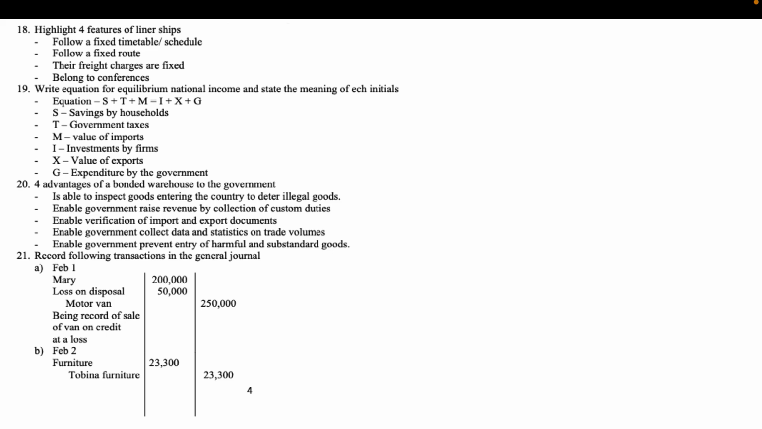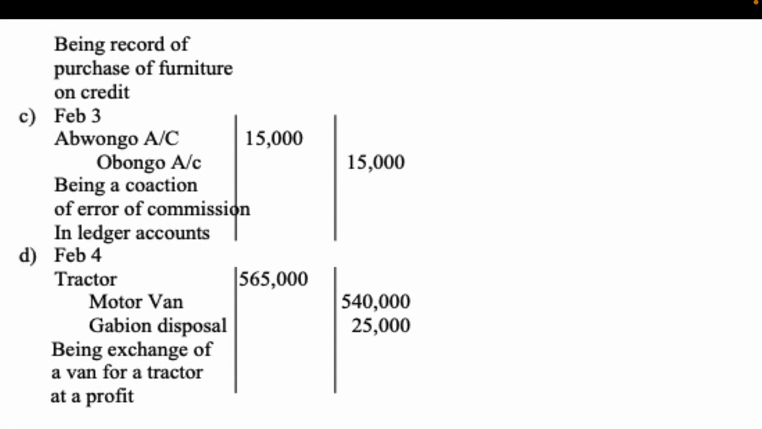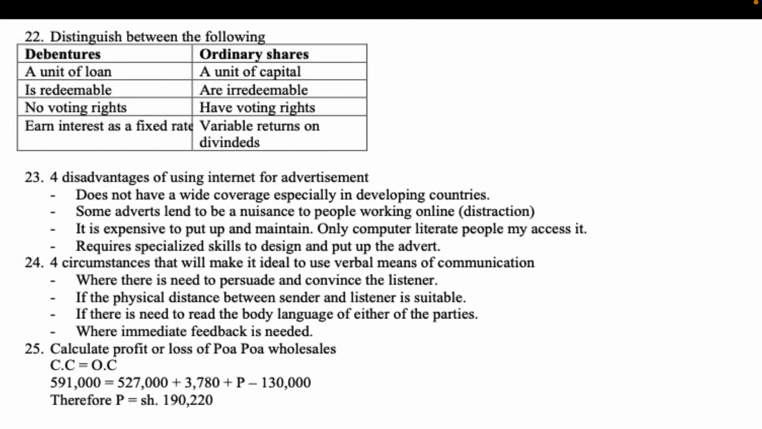Record following transactions in the General Journal. Distinguish between the following: debentures and ordinary shares. A unit of loan, a unit of capital. Is redeemable or irredeemable, no voting rights; have voting rights. Earn interest at a fixed rate; variable returns on dividends.